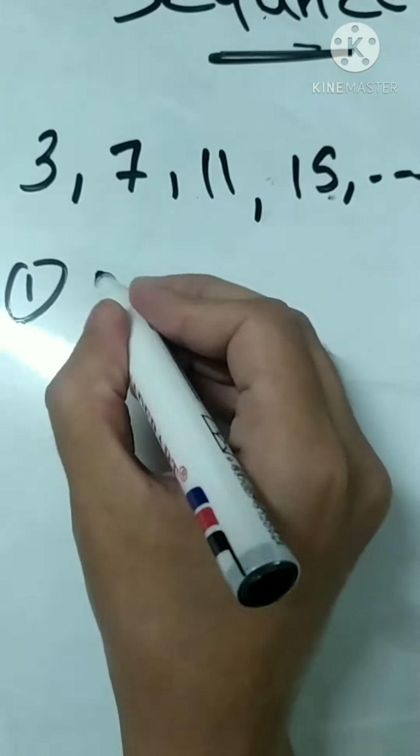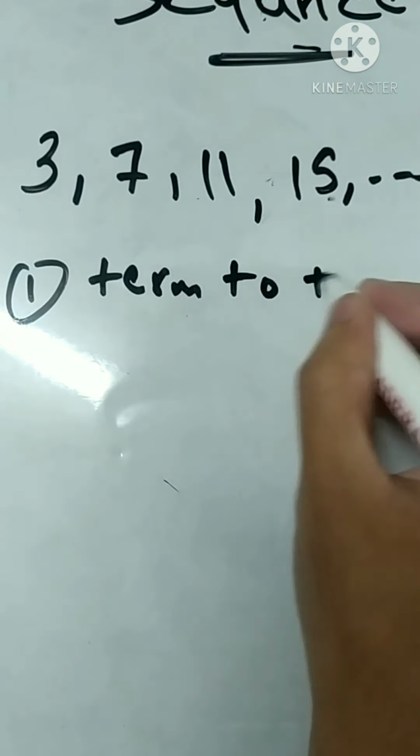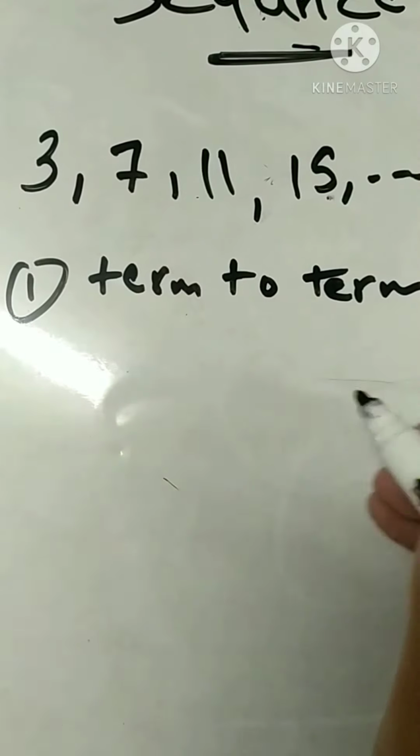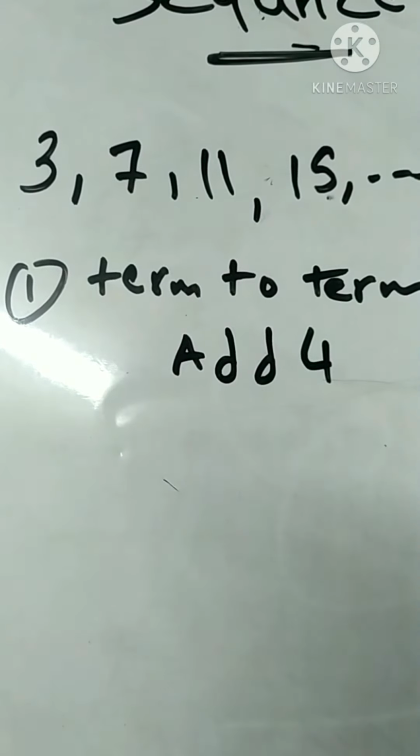First, we have something called the term to term rule. Okay, what do we mean by term to term rule? In this sequence, we are adding 4 each time. So if you have a term and you want to move to the next term, you just add 4. So the term to term rule for this sequence is add 4.